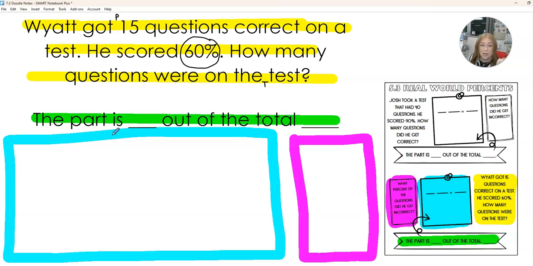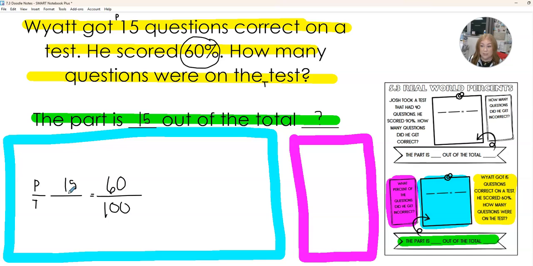So we're going to set up what we know. So the part is 15 out of what? 15 out of what is 60%? So we have our problem here. We're setting up our labels, the part and the total, or the percent and the total. We know he had 60%, so we're putting that at the end here. 60 out of 100. He only got 15. This is what he had, right? But we don't know what it was out of. That's what we're looking for.